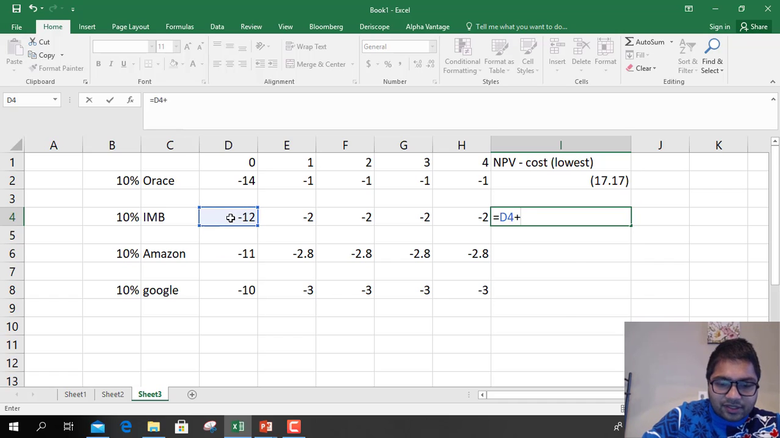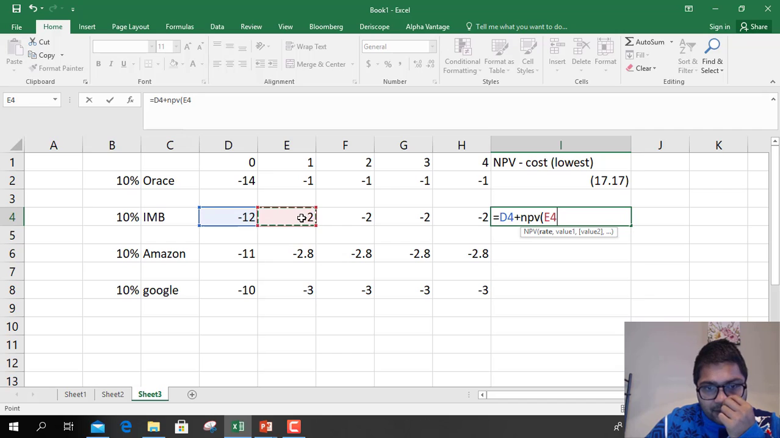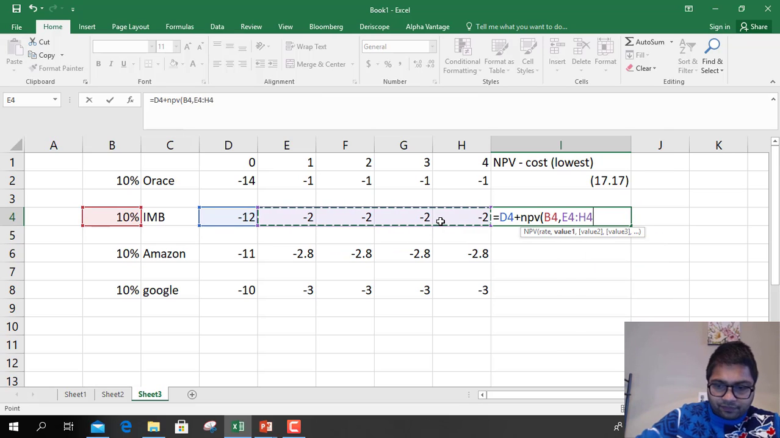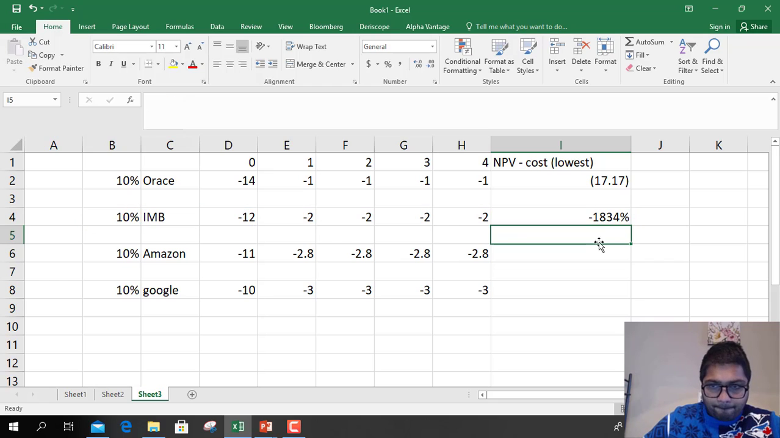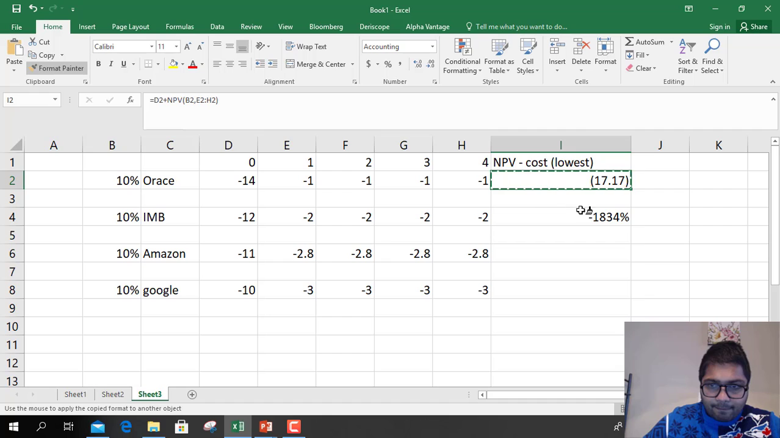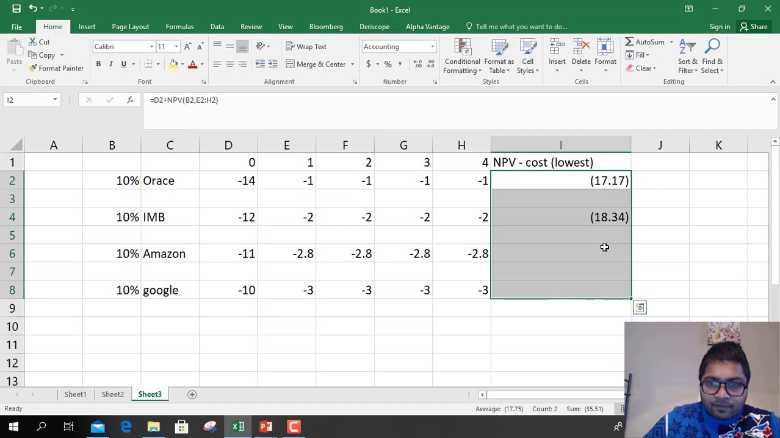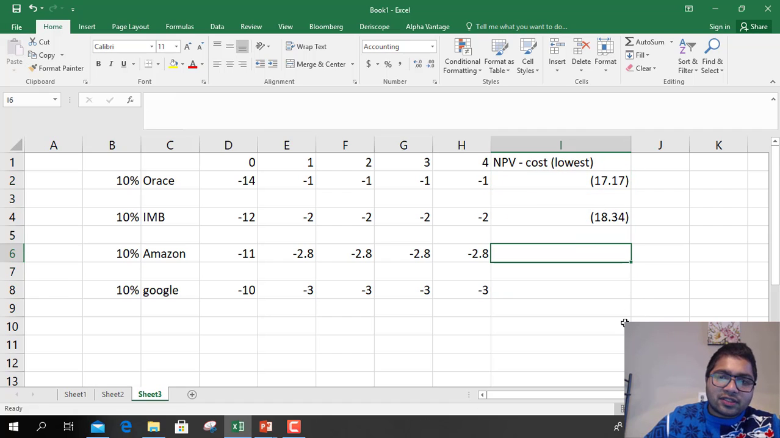$12 initially plus NPV, rate 10%, comma, these cash flows. Okay, $18 is the cost for this project.